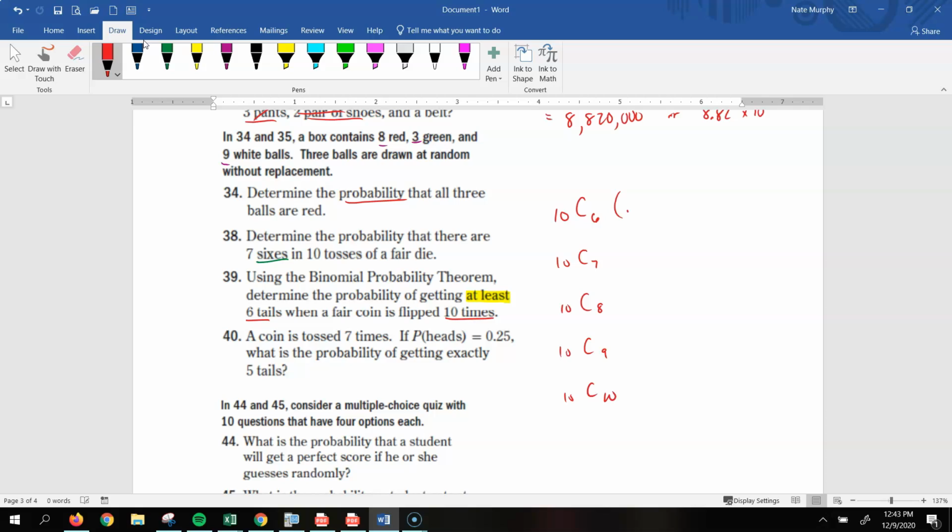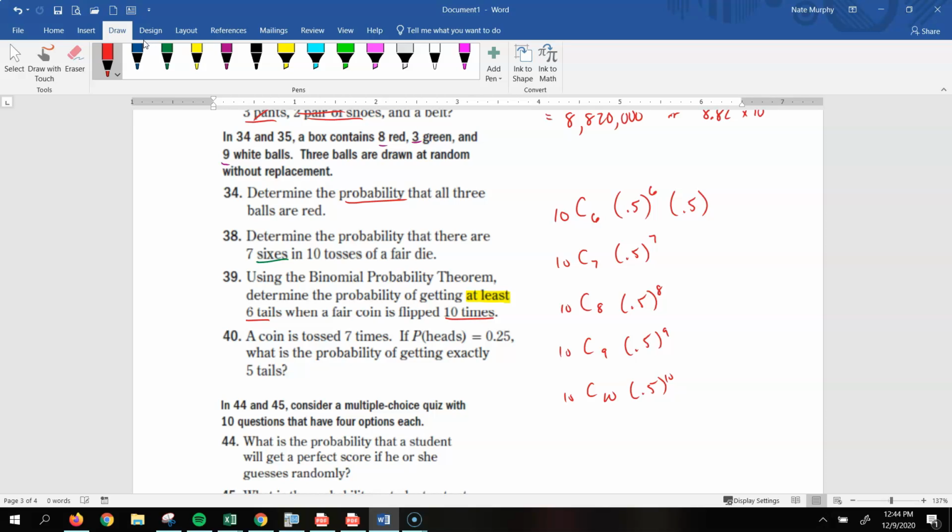We're going to multiply that times the probabilities. Now it's a fair coin, so that means a 50% chance of getting heads, a 50% chance of getting tails. So this would be 0.5 to the 6th, 0.5 to the 7th, 0.5 to the 8th, 0.5 to the 9th, and 0.5 to the 10th power. That's your probability of success, which would be getting tails. Now the probability of getting heads is 0.5 as well.